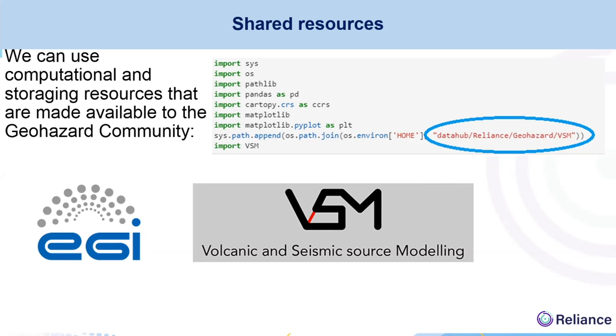We can use computational and storing resources that are made available to the geohazard community. For example, thank you for the EGI resource. We can use the volcanic and seismic resource source modeling. We have some packages, as we can see, the WSM, the matplotlib, and other packages that we can use for the modeling process.